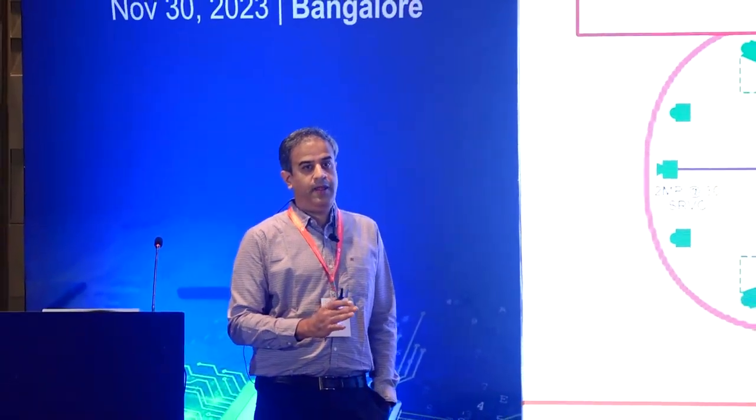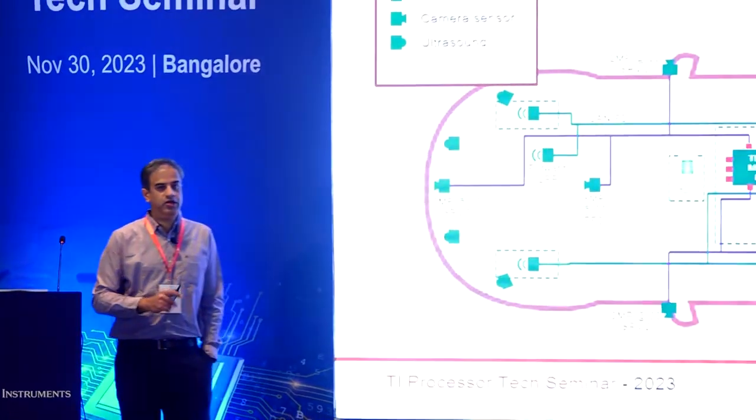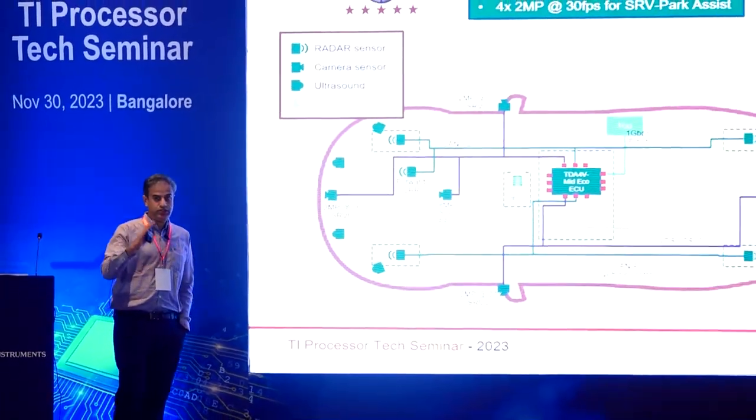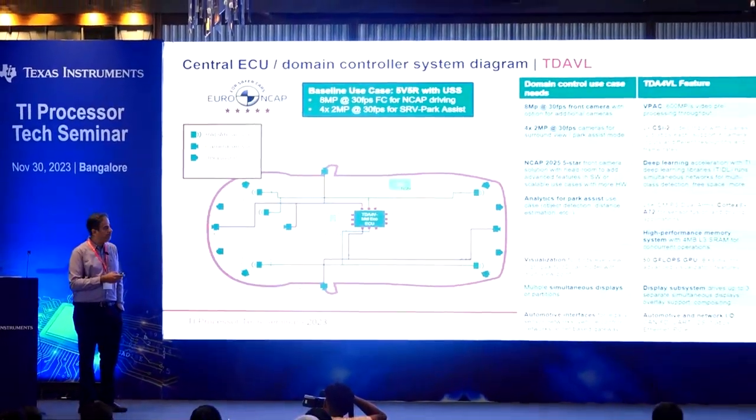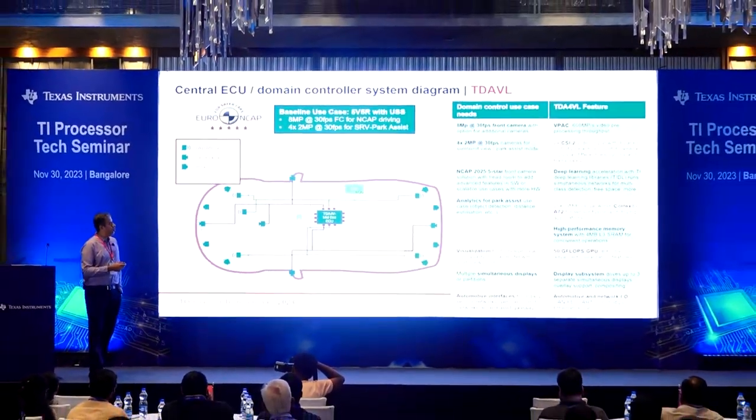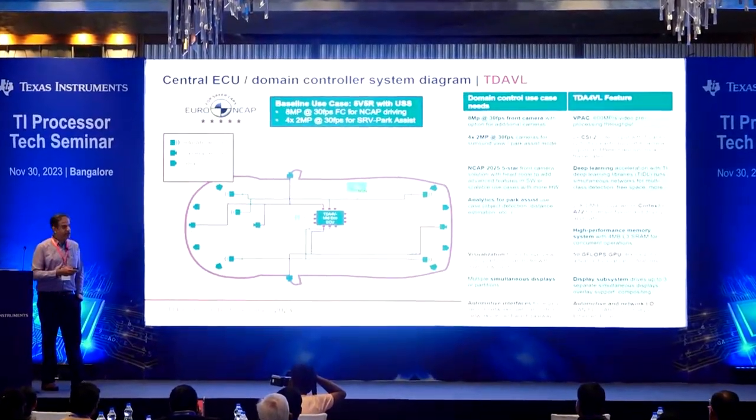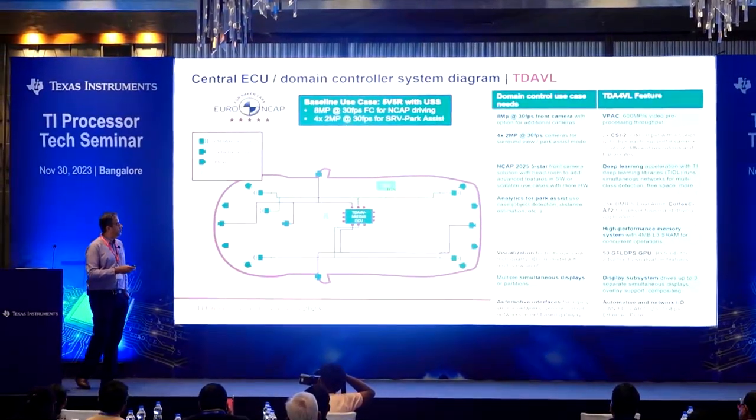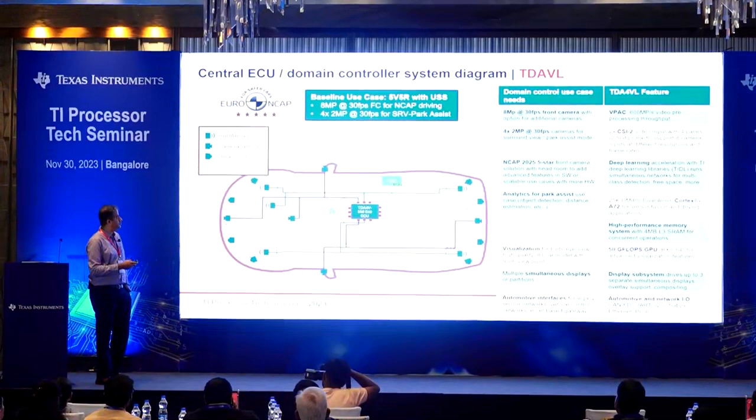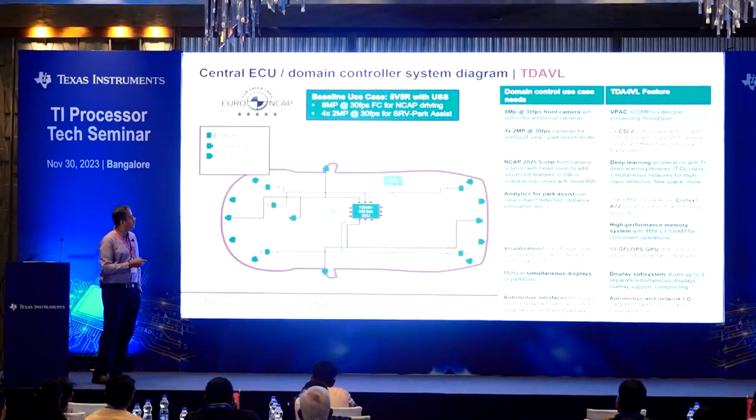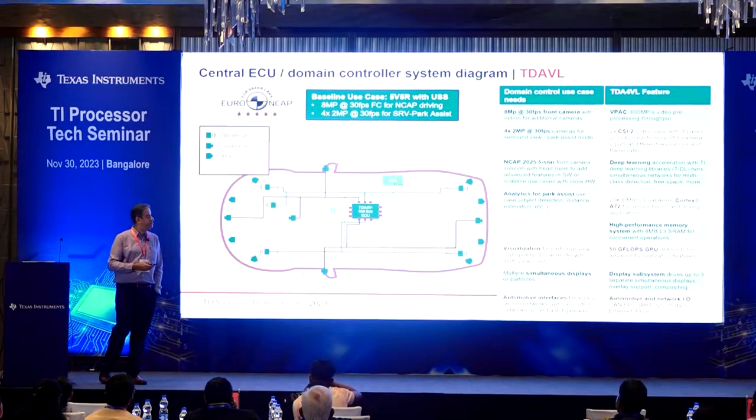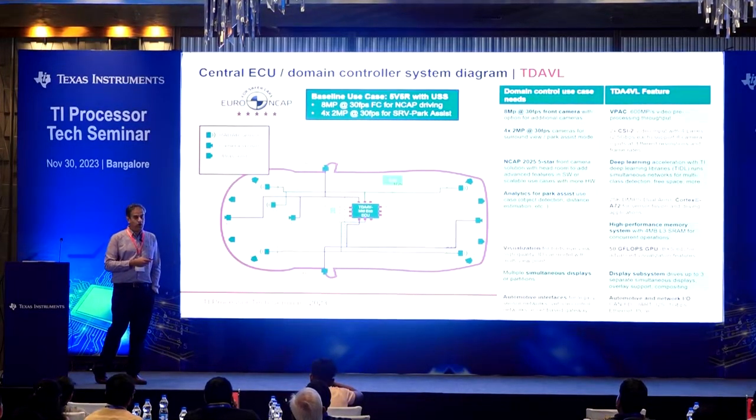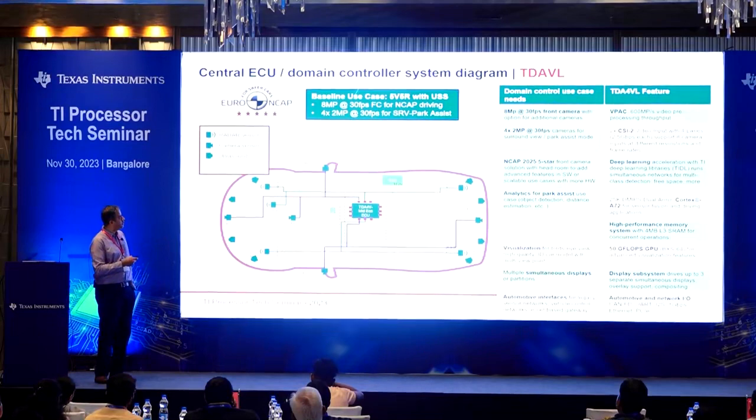Switching gears, we're going to talk about the domain controller, which is also another demo, which is enabled by another part, which is called TDA4 VLO. When you talk about what exactly a domain controller is, an ADAS domain controller is essentially a 5V5R system. What does this mean? The 5V5R is 5 cameras, 5 radars with ultrasound, all of them running on a single device with deep learning capability and so on and so forth.